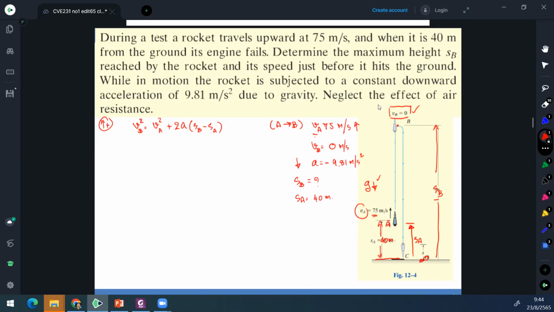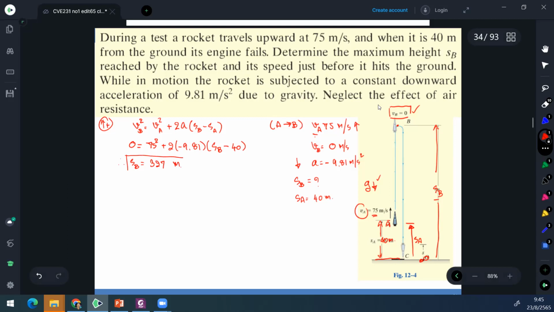So VB equal to 0 is equal to VA squared, where VA is 75, plus 2A, where A is equal to gravity, 9.81, times SB, the unknown we would like to find, minus SA. SA is 40 meters. According to this equation, we can determine SB. After we solve this equation, we have SB equal to 327 meters.